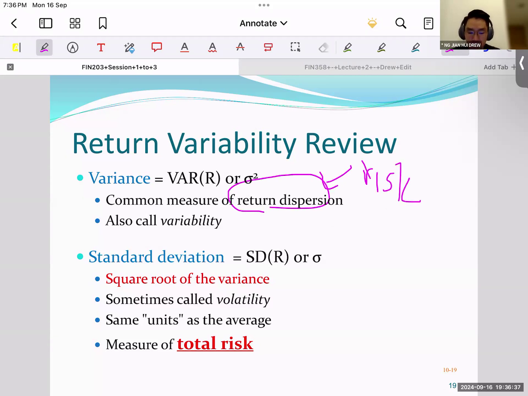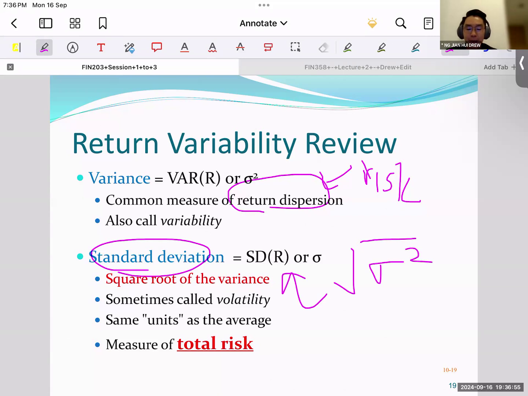So variance measures dispersion. Now, recall that you previously learned this thing called standard deviation. You basically just take the square root of the variance, right? Square root of variance gives you the standard deviation. And in our entire course, we define standard deviation as the total risk. So this measures the total risk of an asset. Whenever we want to describe the risk of an asset, more precisely the total risk of an asset, it is the standard deviation, right?